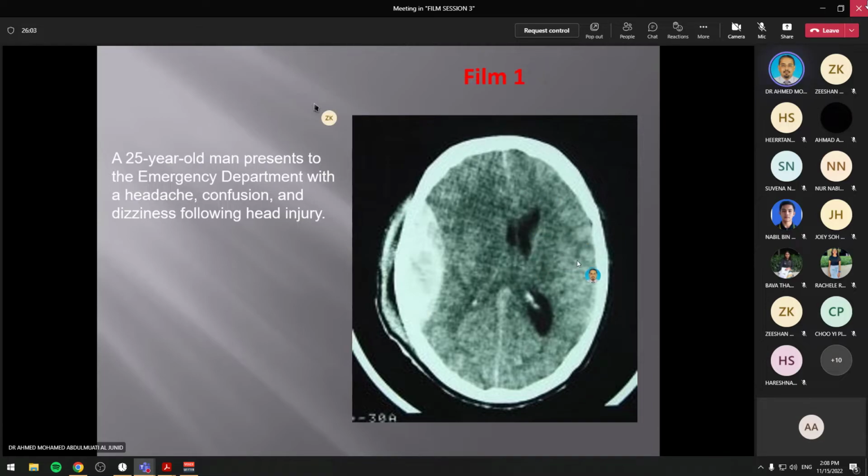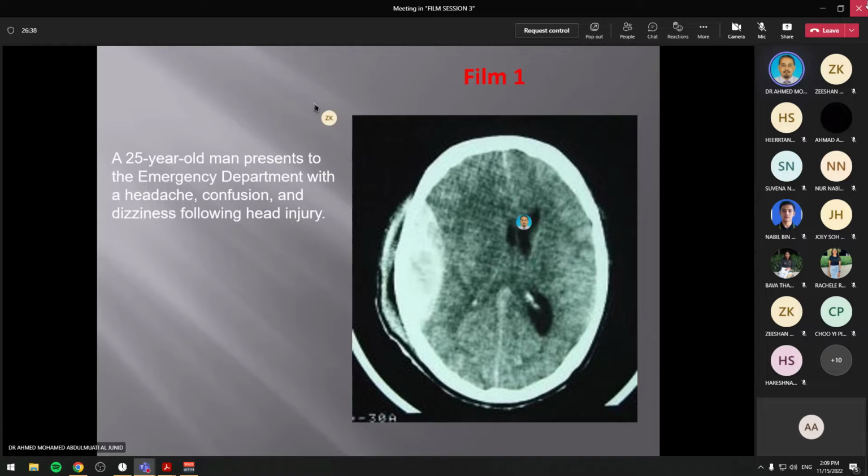Then number two, under positive mass effect, do you see the ventricles on the same side? Is it compressed or not? Yes, the right lateral ventricle is compressed. So number two, you check for the compression of the ipsilateral lateral ventricle. That means the same side ventricle, you see whether it is compressed or not. Number three, the contralateral ventricle, you check whether it is dilated or not. Not all the time is it dilated, but many times it will be dilated.